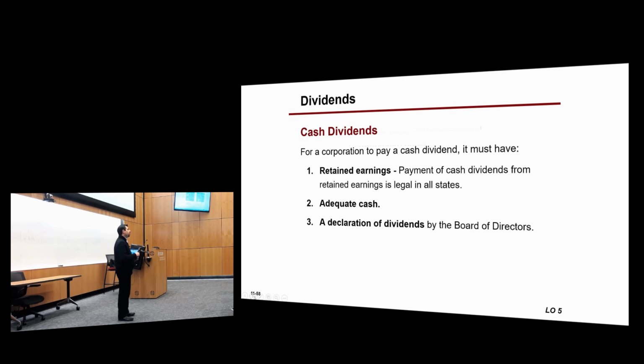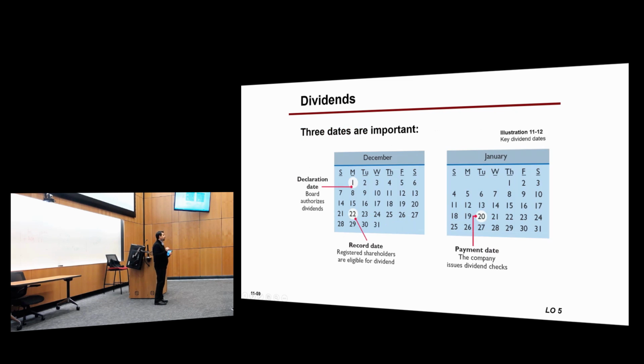There are three important dates when it comes to payments of dividends. Okay? The first thing is when the board of directors declares dividends. They decide that, okay, we made enough profits and we would like to share them with our shareholders, so we will declare such and such dividends.